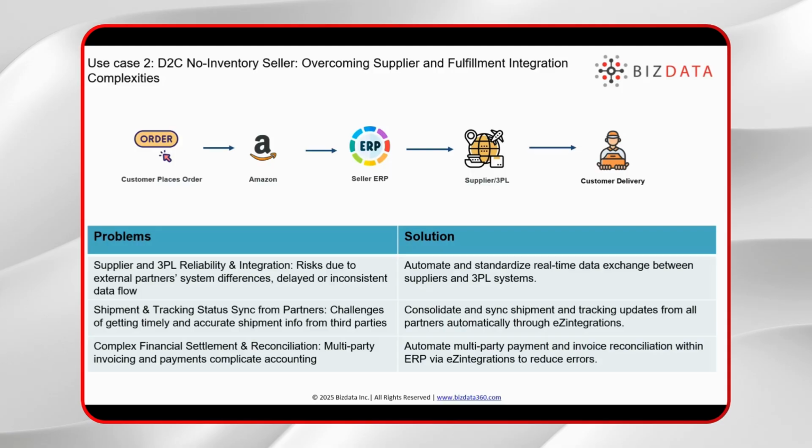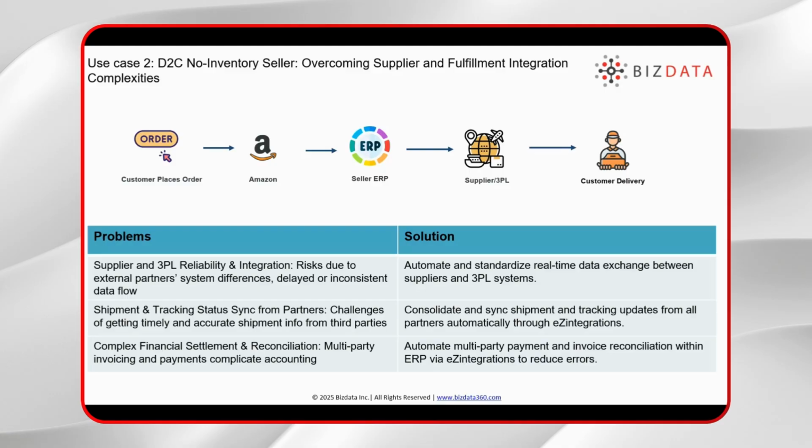The next point here is shipment and tracking status sync from partners. Your customer wants to know where their package is, right? Getting timely and accurate shipment and tracking updates from multiple third parties is quite challenging when a lot of third parties are involved. For the tracking issue, our solution is to consolidate and sync shipment and tracking updates from all partners automatically through eZintegration. We centralize all this information, so the customer can have a single source of truth.